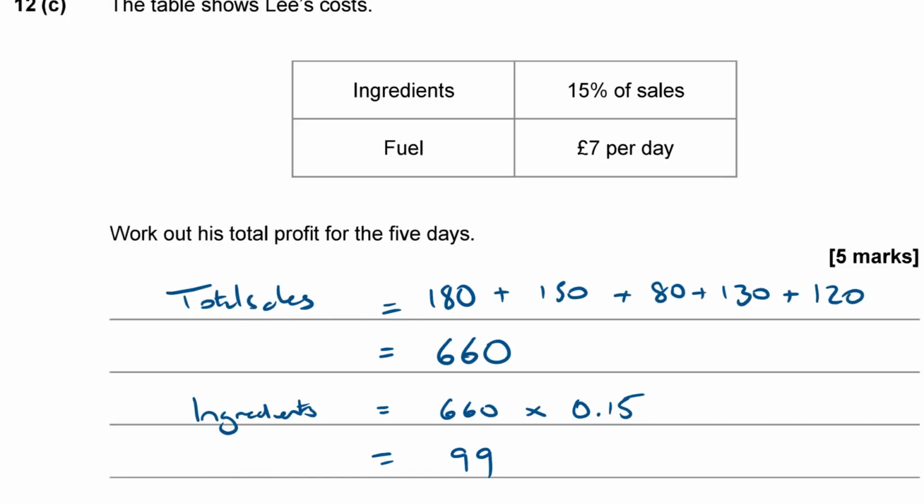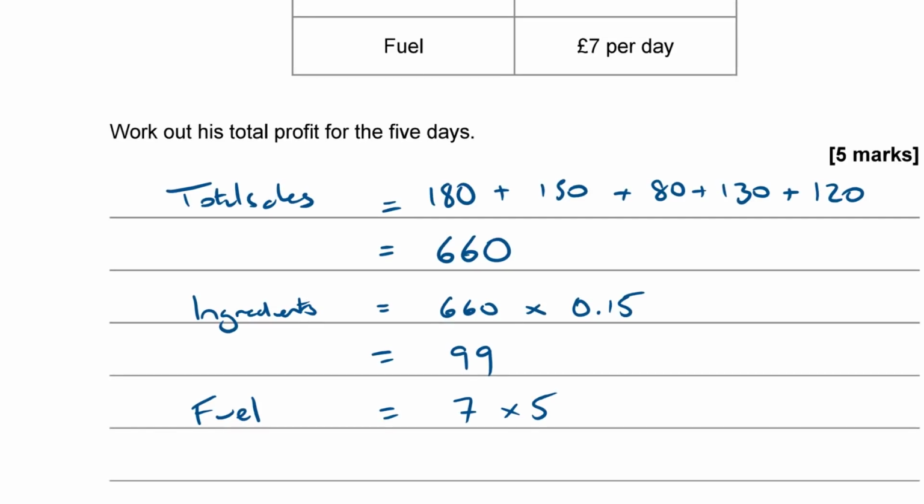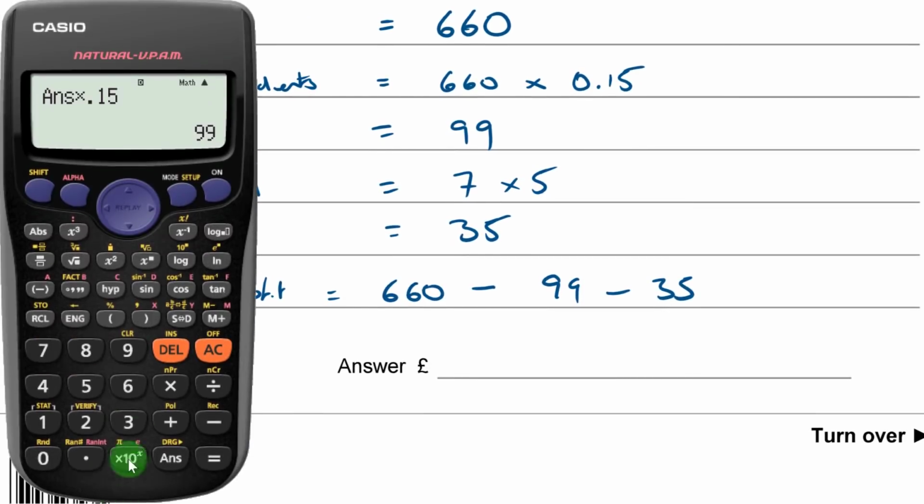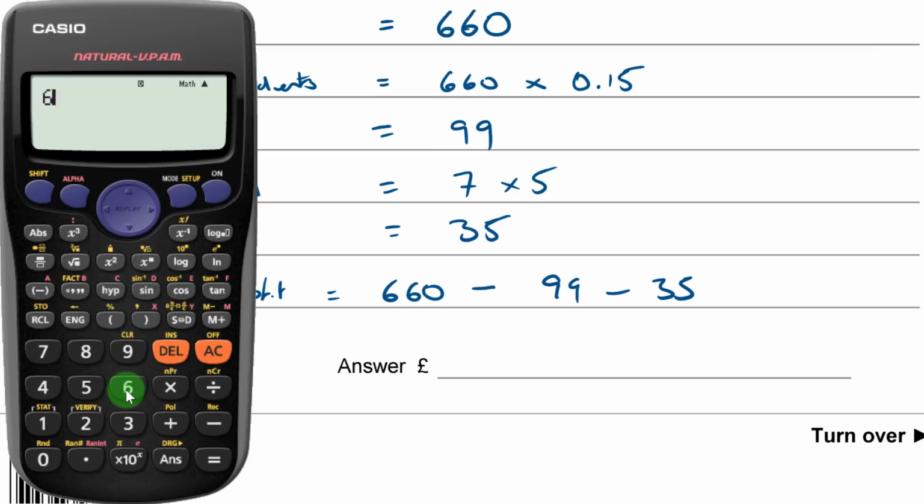And then petrol or fuel is £7 a day for 5 days. So that's going to be 7 times 5, which is, what's that? 7 5s are £35. So then his profit is going to be his £660 that he made, less £99 in ingredients, and also less £35 in fuel costs. So reach for the calculator. 660 minus 99 minus 35 gives him a total profit of £526. Not bad going.